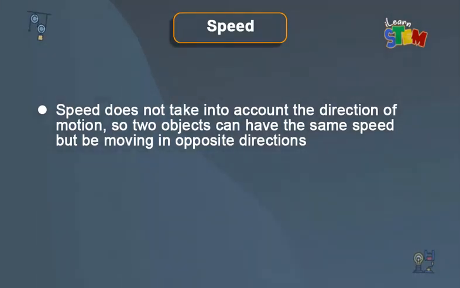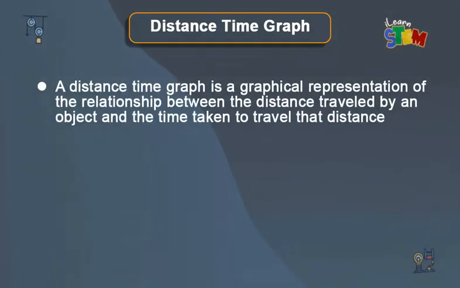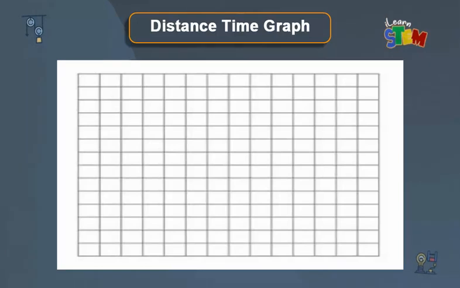Next, we are going to deduce the speed of motion from the slope of a distance-time graph. Before we deduce the speed of motion on a distance-time graph, let's learn the concept of a distance-time graph. A distance-time graph is a graphical representation of the relationship between the distance traveled by an object and the time taken to travel that distance. A distance-time graph consists of the following.